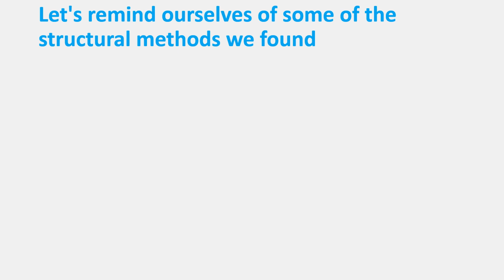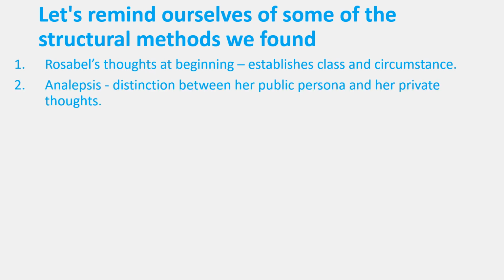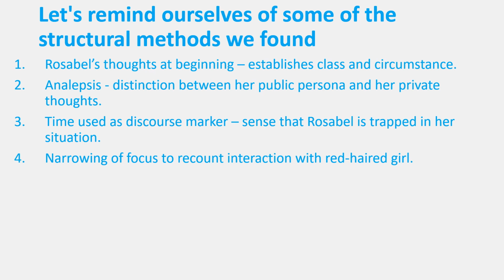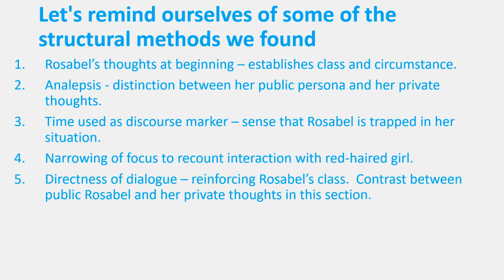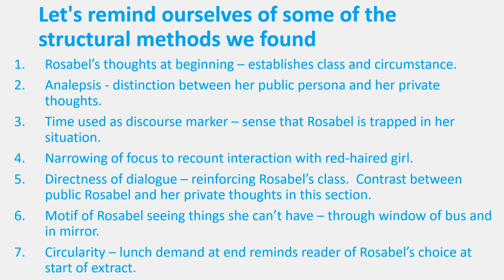So, what kind of things were we looking at in the Rosabelle extract? I won't take long on this. Thoughts and actions at the beginning, that analepsis, which then led us into that kind of public versus private thing. We've got use of time as a discourse marker, that constantly narrowing of focus till it's entirely centered around the redhead girl, directness of the dialogue. We've got that motif of Rosabelle seeing things that she can't have, and we've got the circularity. Let's have a look at how that might work in an actual answer.